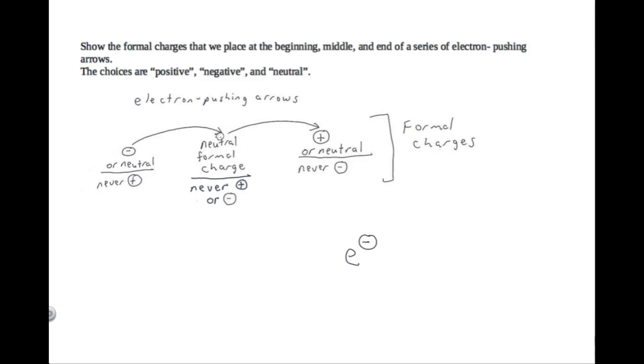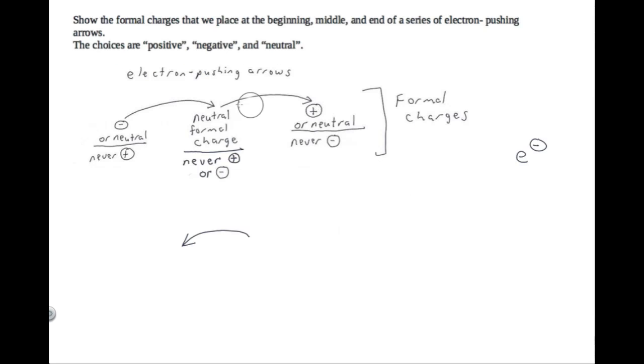We should almost always put a neutral atom in the middle of the series of arrows. We almost never put positive or negative atoms in the middle of the series of arrows. Remember here that we're talking about formal charges. We are not talking about delta charges right now. That's a separate system.